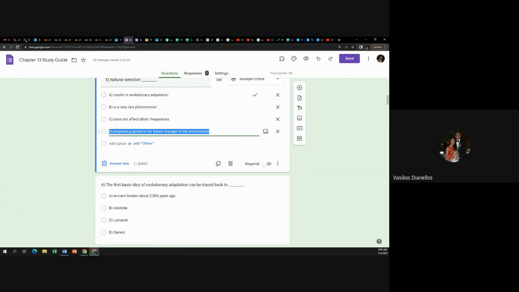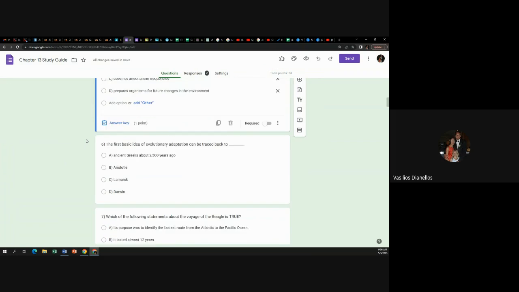Now I could change this to say prepared organisms, like past tense, prepared with a D, prepared organisms for current changes, or for the current environment. And yes, natural selection has prepared current organisms for the current environment, but this whole idea of the future is not true. Like, it probably will work in the future. Anyway, I also don't like the wording of that one, so now that I'm thinking about it, it might not be on the exam either. Any questions about that one?